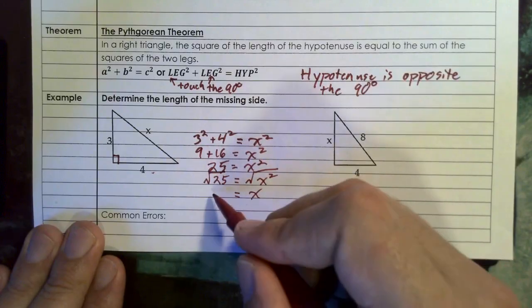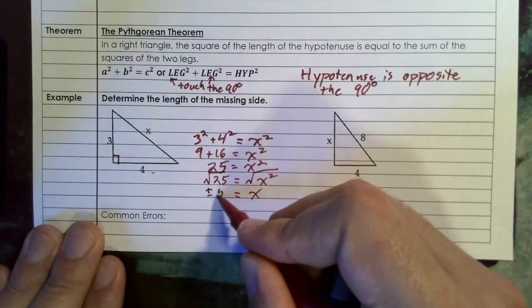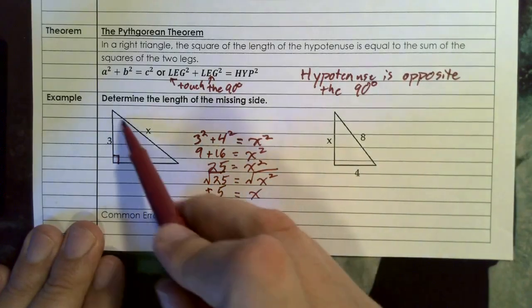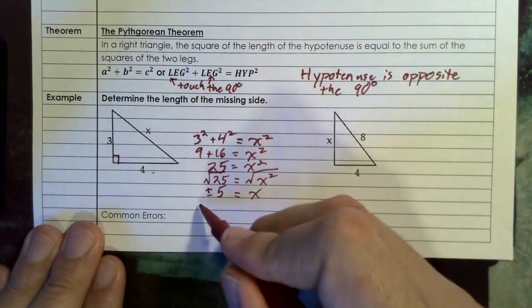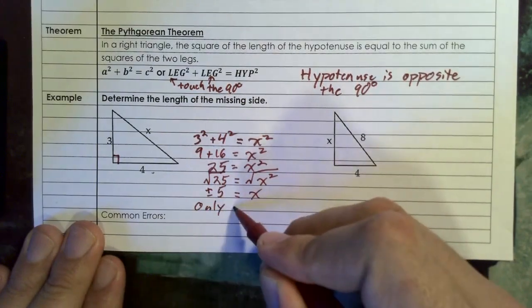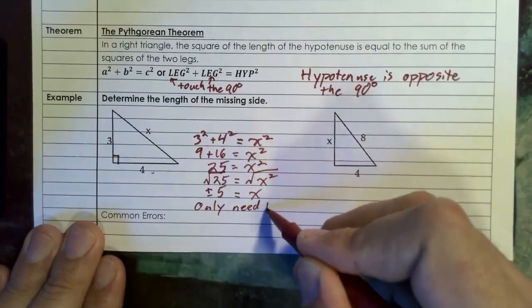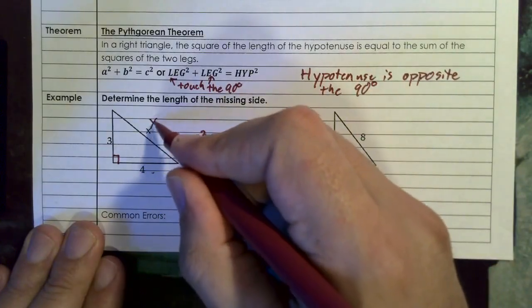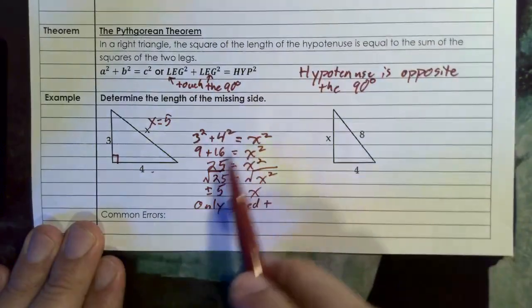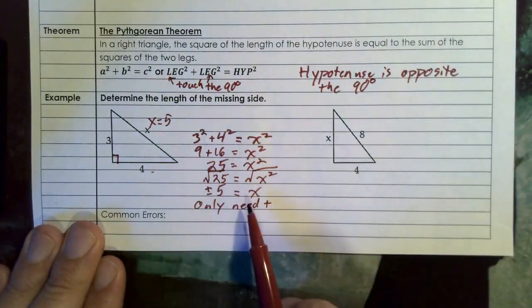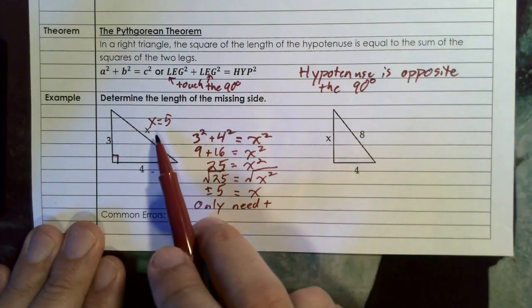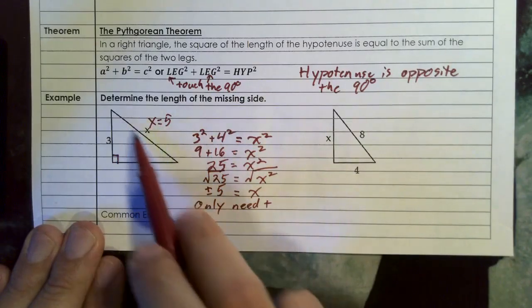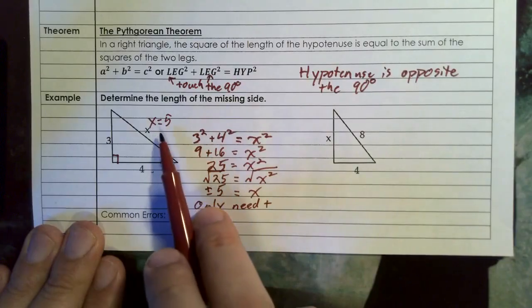The square root of 25, when we're doing this solving step, we get plus or minus 5. But for the length of this thing, we only need positive. So x has to equal 5. Our algebra says it could be plus or minus 5, but in terms of our shape over here, our side lengths are always going to be positive, so x has got to equal 5.